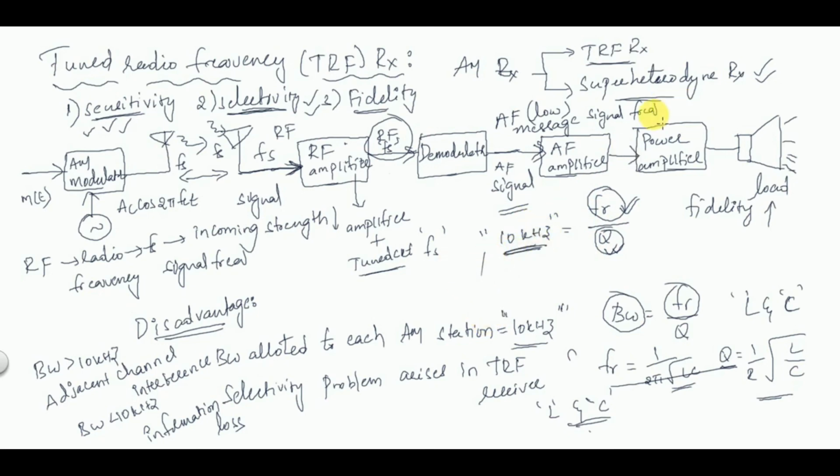Okay, so in the superheterodyne receiver, the second type of receiver, what we are going to do is make this FR constant, that is, the frequency constant, so that you can change only the quality factor and we can make the bandwidth equal to 10 kilohertz. Okay, so that we'll see in the next video.